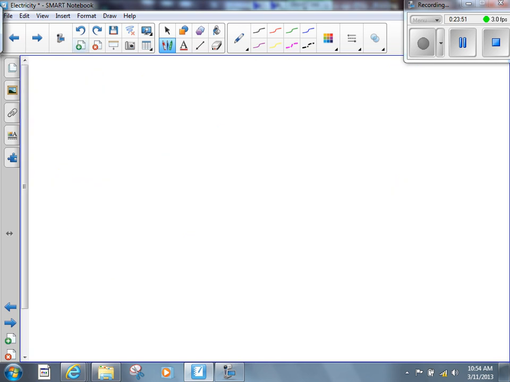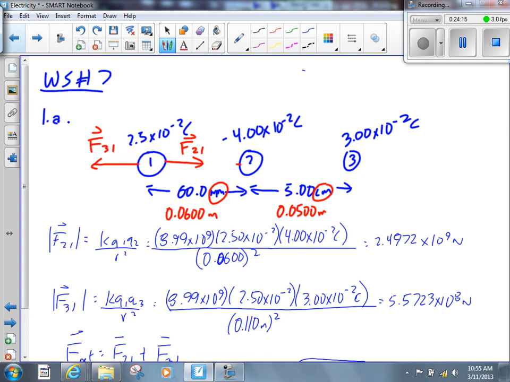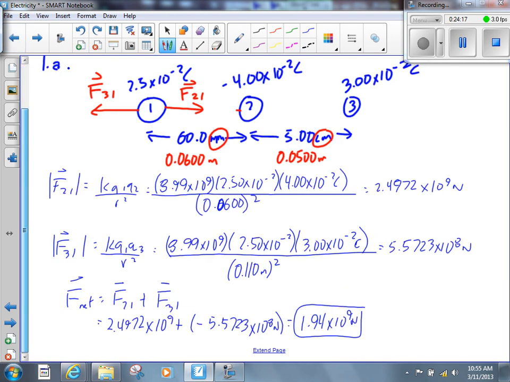All right, question D for worksheet number 7 says, if the first charge has a mass of 25.0 grams, which is the same as 0.0250 kilograms, because we divide by 1,000, then we want to find the acceleration. We want to find the acceleration given the force that we just calculated, which was 1.94 times 10 to the 9.